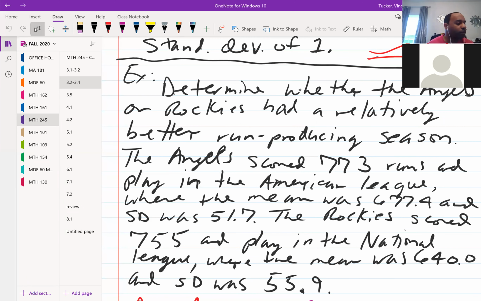All right. So first example, determine whether the Angels or Rockies had a relatively better run-producing season. The Angels scored 773 runs and play in the American League, where the mean was 677.4 and standard deviation was 51.7. The Rockies scored 755 and play in the National League, where the mean was 640 and standard deviation was 55.9. I think I got a little lazy with writing that one, but I'll give you guys a chance to write that for those who are going to write it.